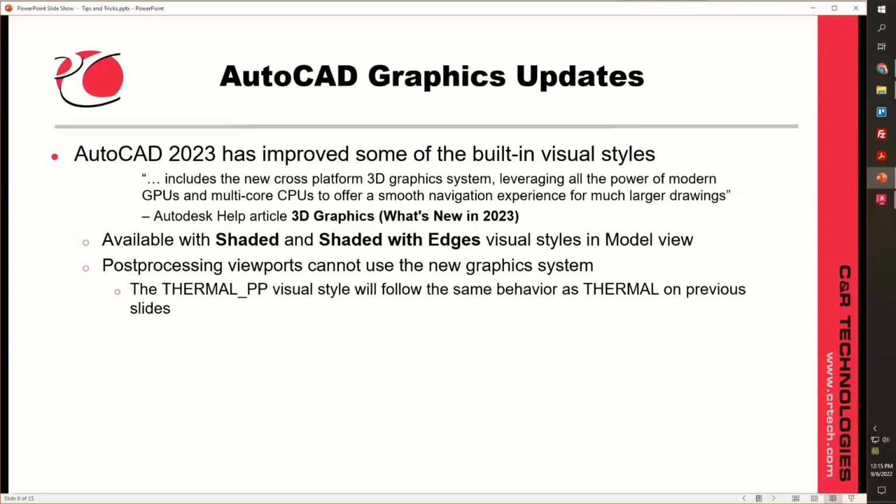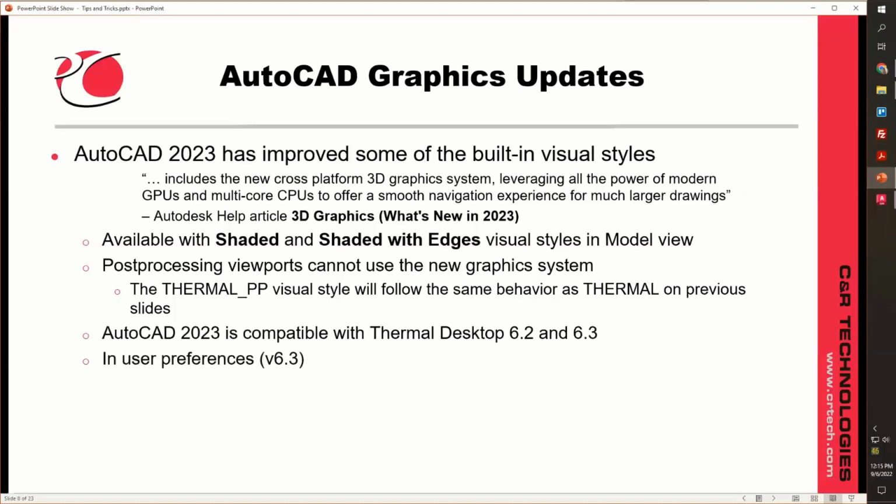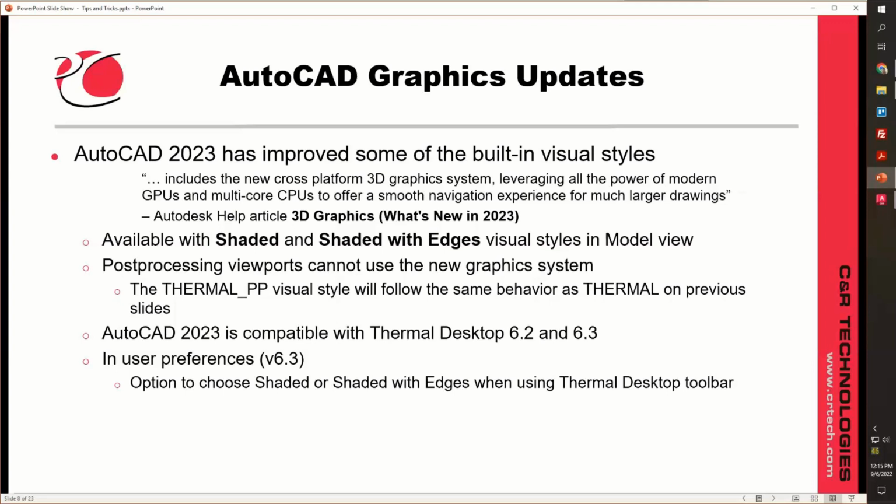So, thermal PP visual style will follow the same behavior as the thermal on the slides I just showed. So certainly take advantage of those settings. AutoCAD 2023 is compatible with Thermal Desktop 6.2 and 6.3. And in user preferences for version 6.3, we've given you the option to choose shaded or shaded with edges if you select thermal in the Thermal Desktop toolbar. And then you also have an option to set shaded and shaded with edges similar to thermal.